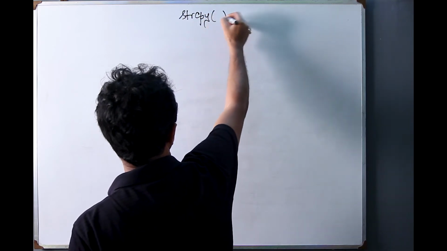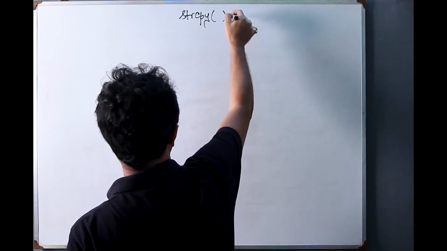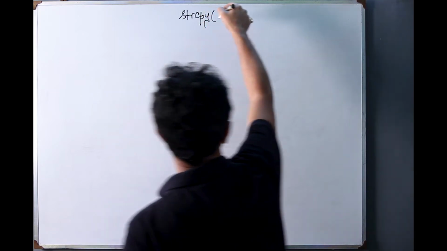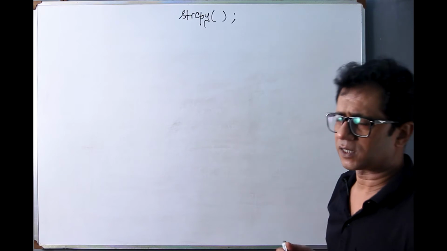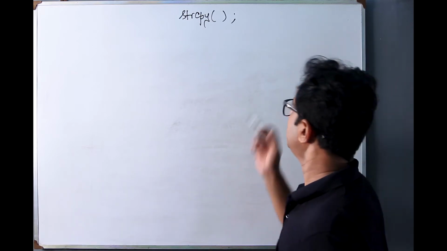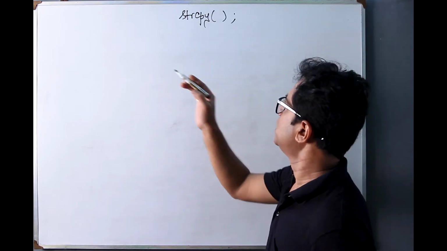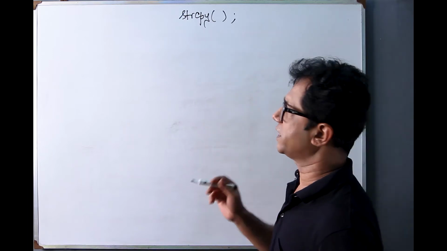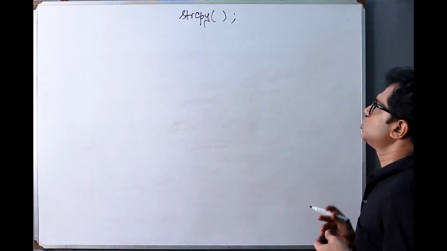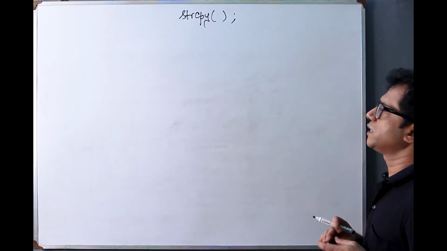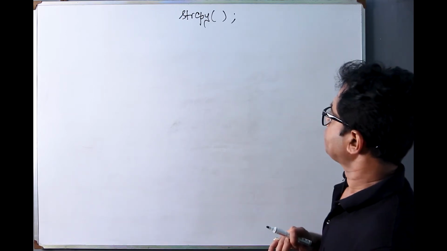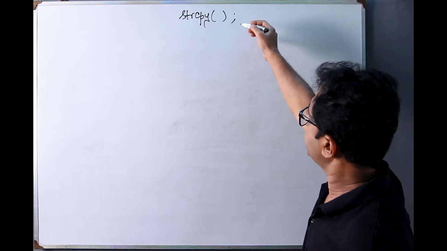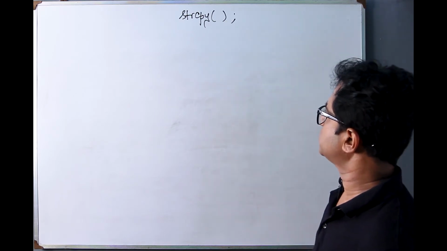The strcpy function takes two arguments, just as in the case of the strcat function, that is a target string and a source string. The source string will be copied into the target string in this case and not concatenated. That is the difference between the strcpy and strcat functions. This is also included in the library header string.h.